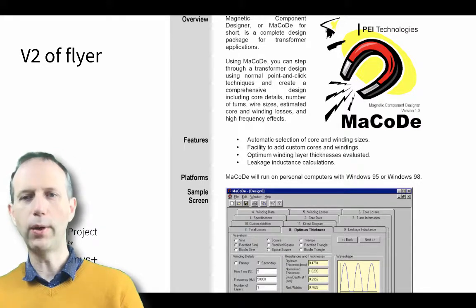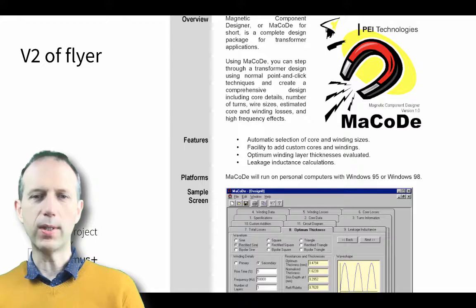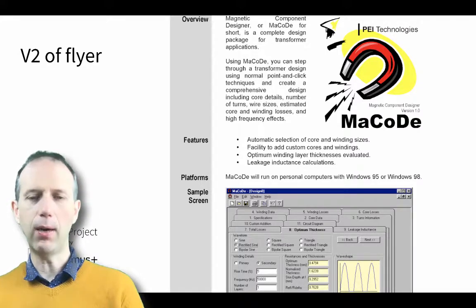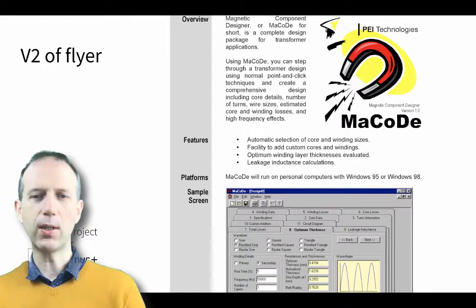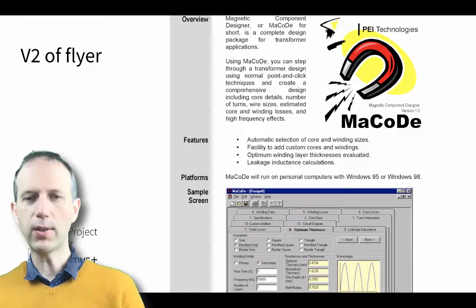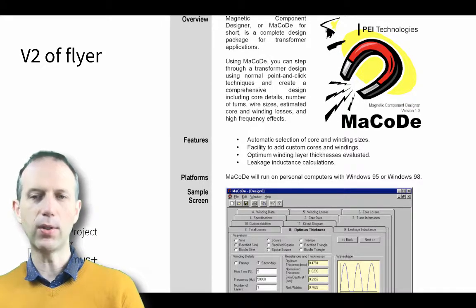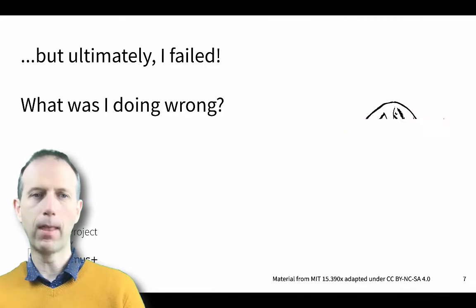There's a nice little logo here with, again, a screenshot showing the platform and how it runs on Windows. It talks about the features. You can select automatically these core and winding sizes. You can add custom components. You can evaluate the optimum thicknesses, which is basically the thickness of the winding, which is the wire that's wound around the transformer, and some other calculations.